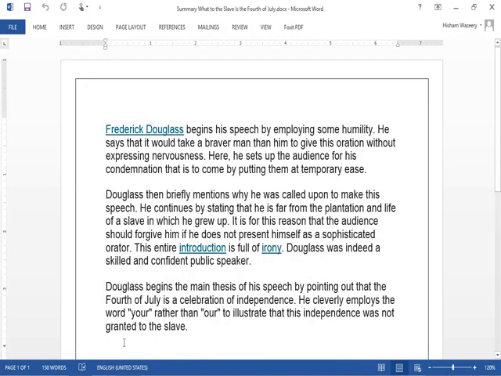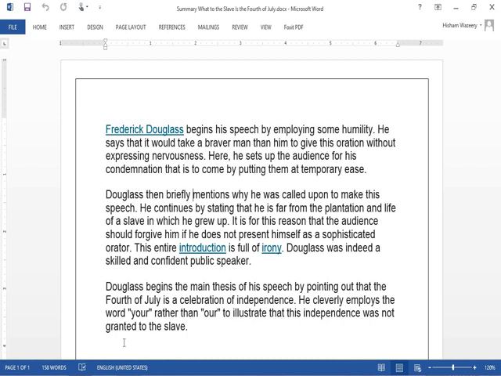Here we have a short summary to give you an idea about what Frederick Douglass wanted to say in his speech. Frederick Douglass begins his speech by employing some humility. So he was mocking the Independence Day. He said that it would take a braver man than him to give this oration without expressing nervousness. He said that he must be nervous while he was speaking about that topic. Here, he sets up the audience for his condemnation that is to come by putting them at a temporary ease.